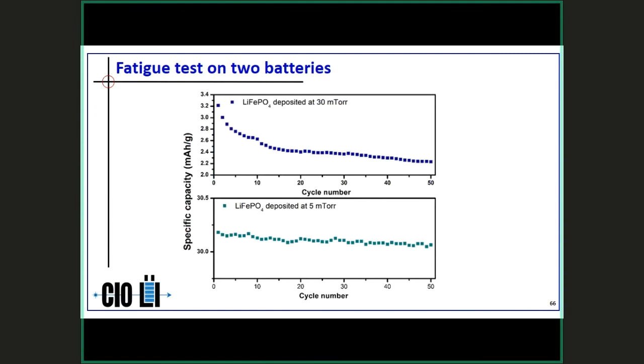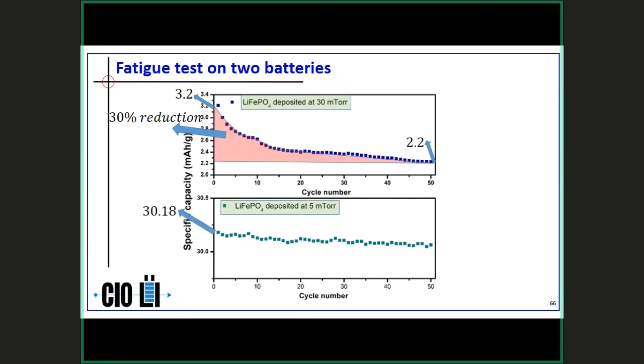The panel on top corresponds to 30 milliliter. In the first cycle, we got a specific capacity of 3.2. In cycle number 50, only 2.2. What happened? We got a 30% reduction of the specific capacity. For the sample at 5 milliliter, we got 30 in the first cycle and 30 in cycle 50. We got 0% reduction. What this is telling us is that the non-stoichiometric cathode gives us a non-stable battery, and the stoichiometric cathode gave us a stable battery.